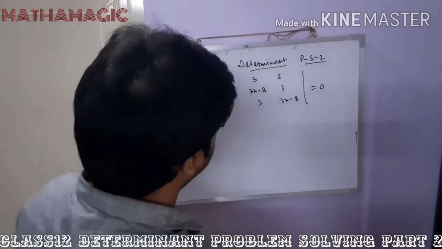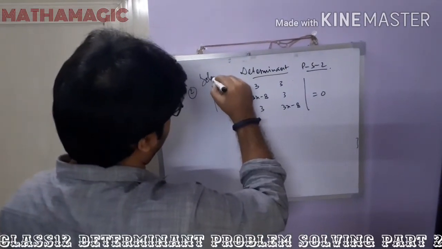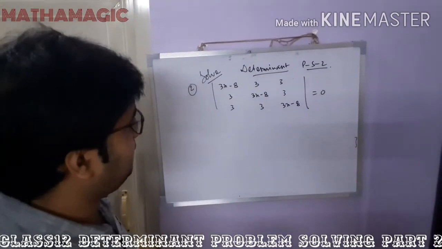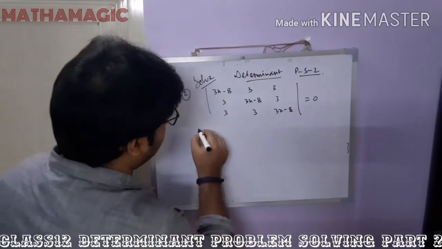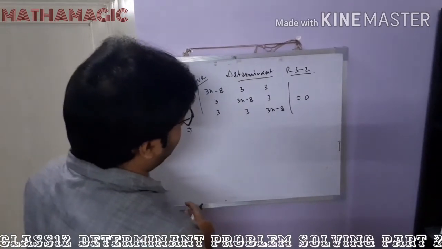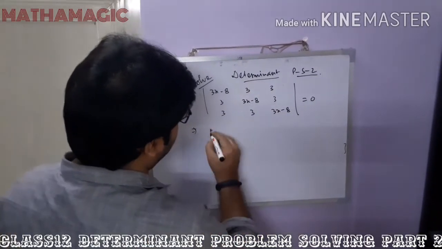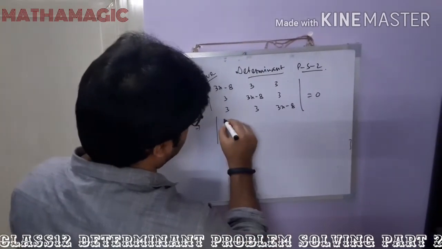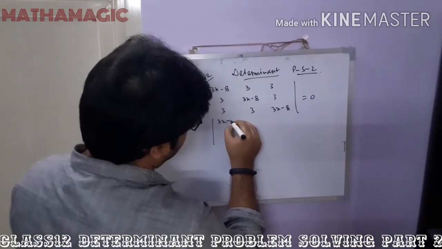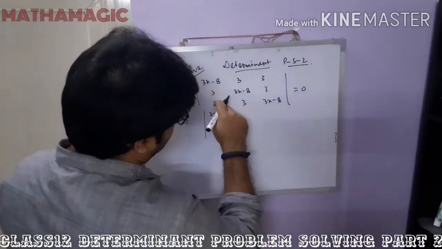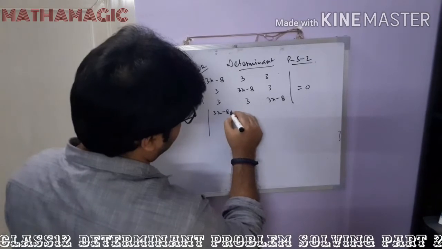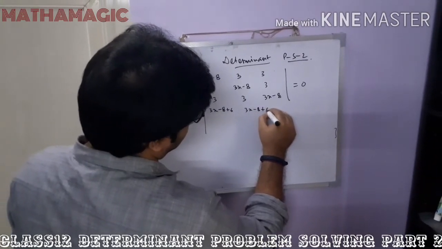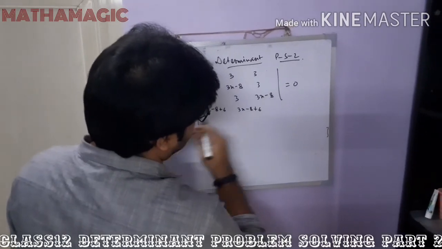In order to solve this kind of problem, solve means, as we have already stated, that we need to find the value of x. So in order to do that, we can simply add these three and write it in one row, and we'll do it row wise. 3x minus 8 plus 3 plus 3, that is 3x minus 2. It will also be the same, 3x minus 2, in every entry.